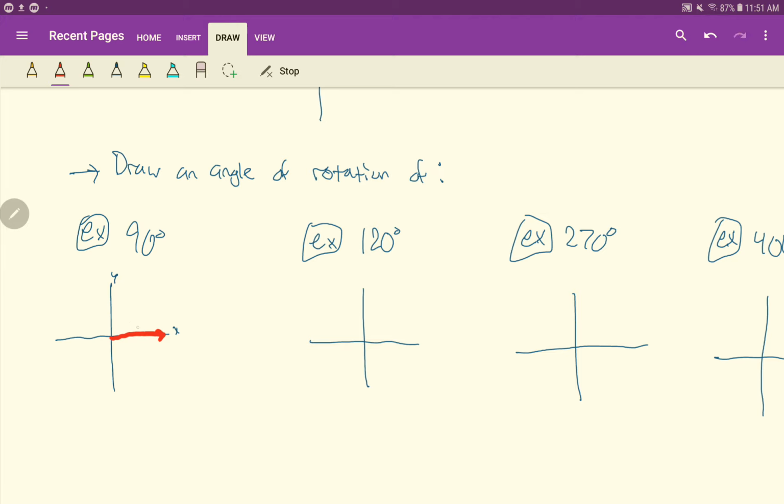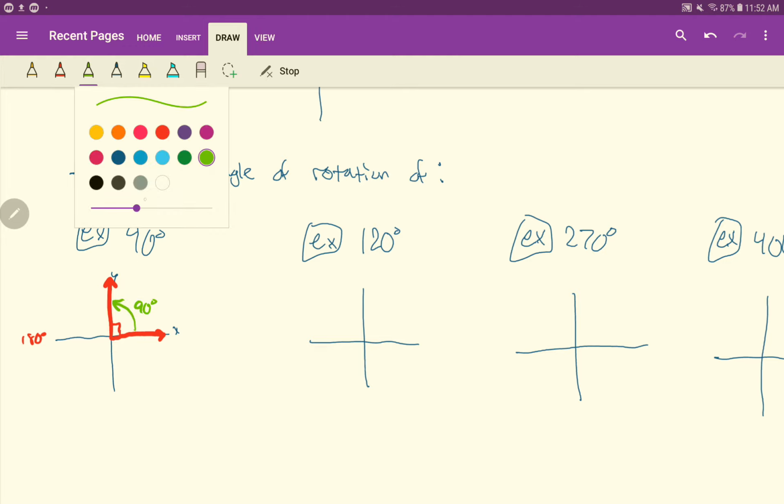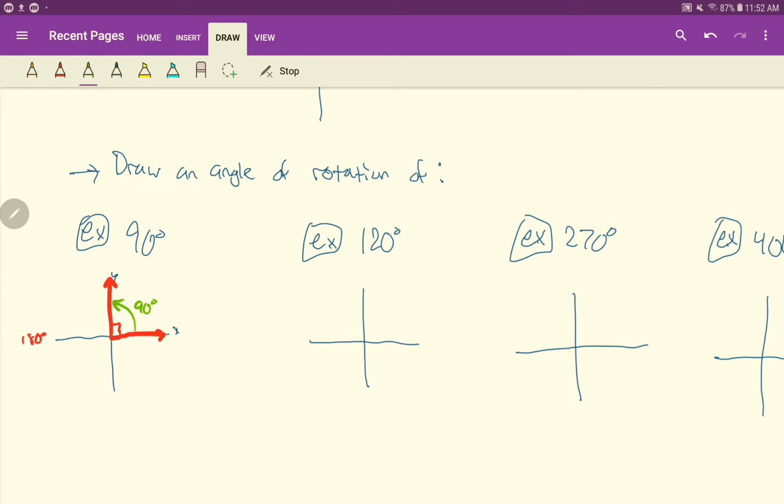If we rotate halfway around, what's half of 360? That would be 180. And 90 is half of 180 again. So from here around to here, our terminal side would be right here, and we create that nice right angle that you may remember from geometry. That creates the 90-degree angle right there. So that's how we're going to use that.